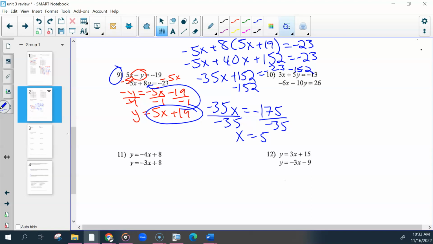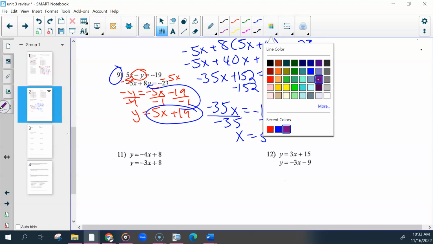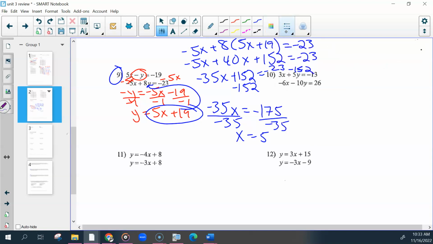Once you find your x, you have to go back and put it in for y. It doesn't matter where you put it. This would probably be the easiest one though. So put the 5 in for x and solve. Oh, sorry. This shouldn't be a negative 35.